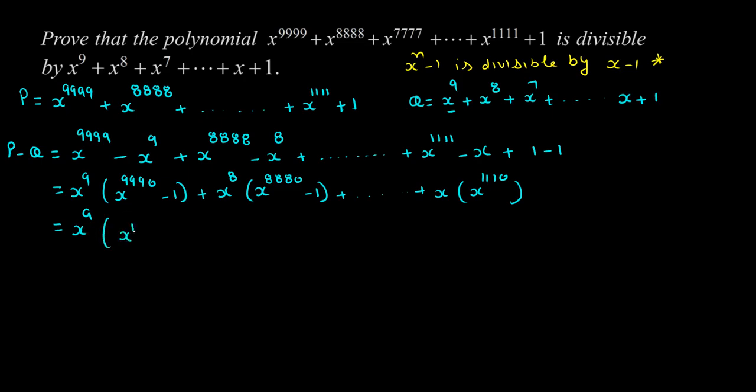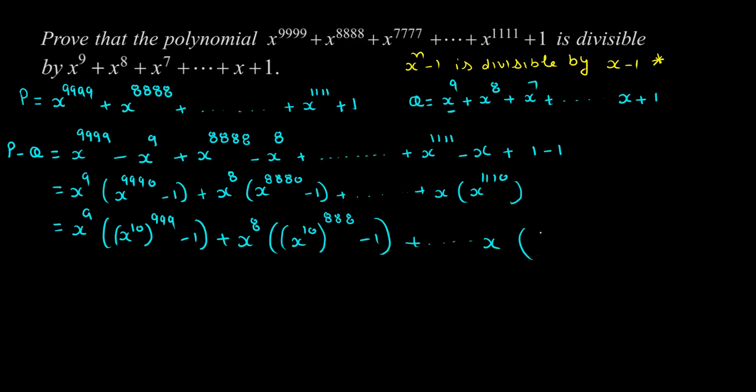I write x raised to power 10, this whole raised to power 99 minus 1, okay, plus x raised to power 8, and here I can also write x raised to power 10, whole raised to power 88 minus 1, plus x into, I forgot to put minus 1 here, and it becomes x raised to power 10 whole raised to power this, minus 1.